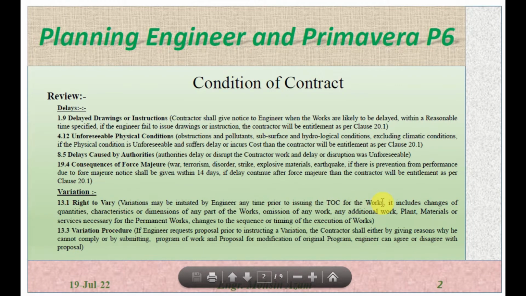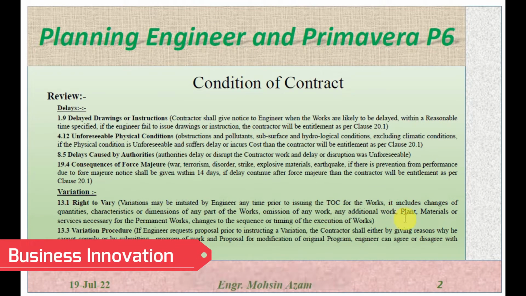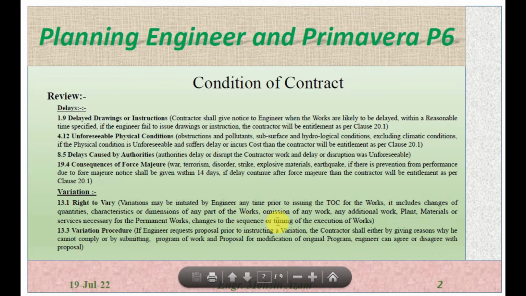So before issuing the taking over certificate to the contractor, the engineer can instruct any variation. It includes changes of the quantity. The variation includes any change in the quantity, characteristic or dimension of any part of the work, or omission of any work, or addition of any work, plant, material, or services necessary for the permanent work, changes to the sequence or time of the execution of work. So these are all the variations.